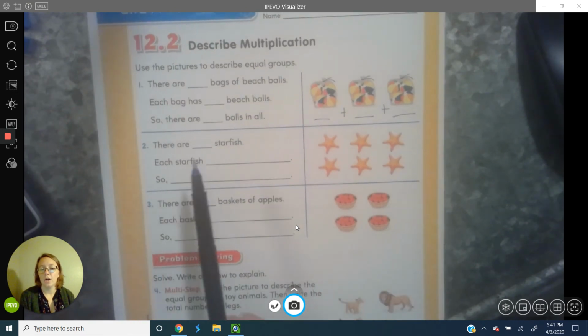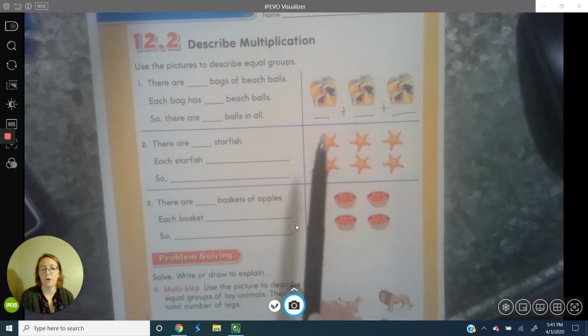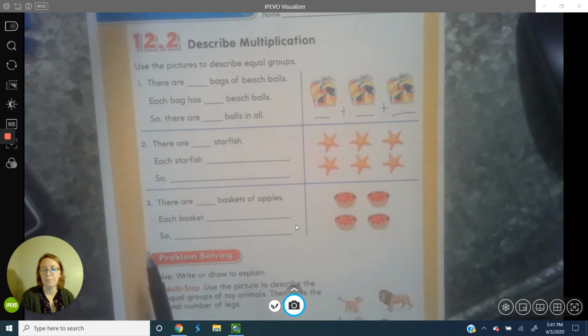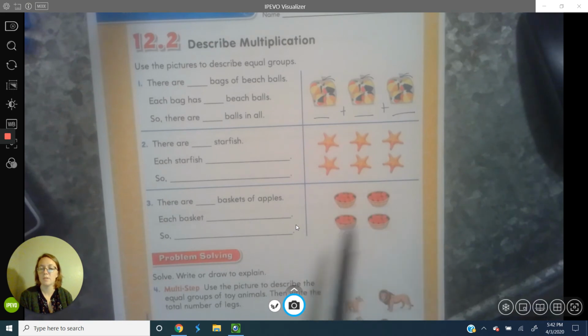There are blank starfish. Each starfish has how many legs or arms? So there are blank arms or legs in all. There are blank baskets of apples. Each basket has how many apples? So there are blank apples in all.